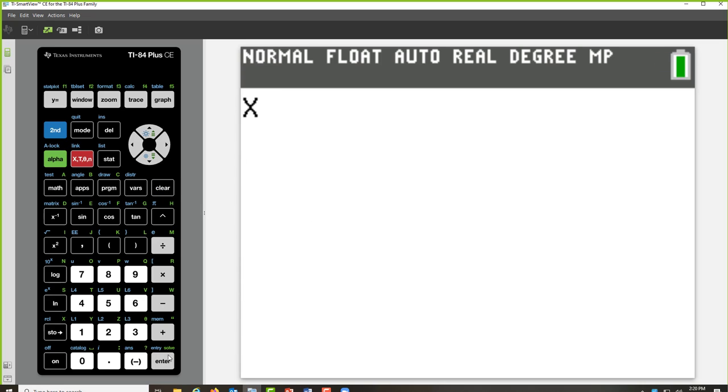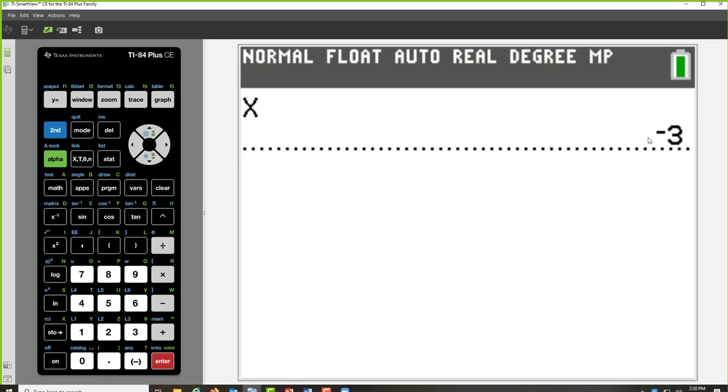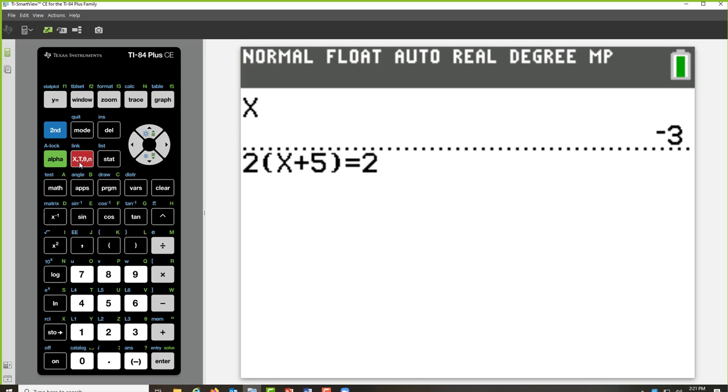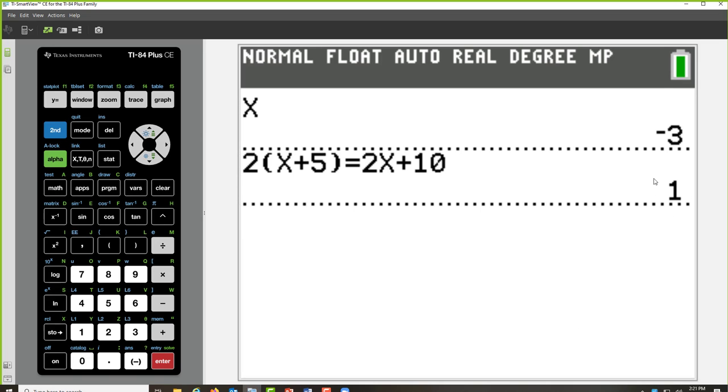Now remember, I can just put in x and hit enter and see the value that's stored in. 2 times the quantity x plus 5. Distributive property. I've seen it many times. Kids are so excited to multiply the 2 times x that they forget about the plus 5. Again, math test. Second math, choose the equal sign, and you set it equal to what you attained by hand. 2x plus 10. When I press enter, I get that 1. It confirms it for the student.